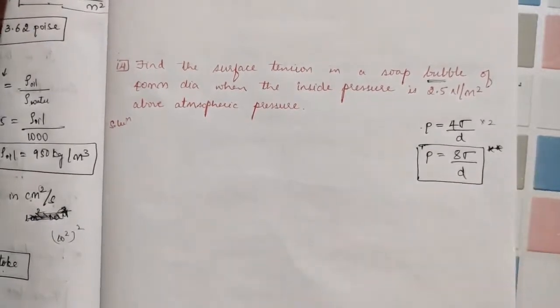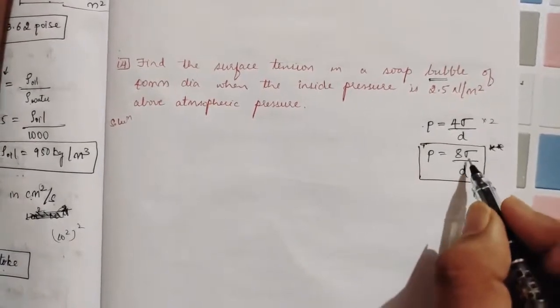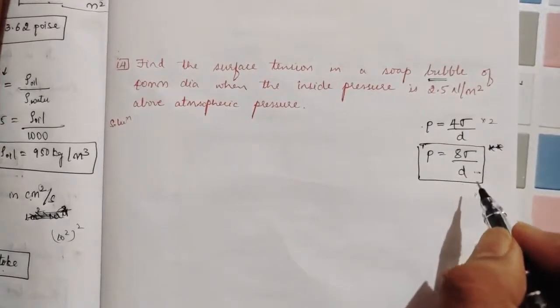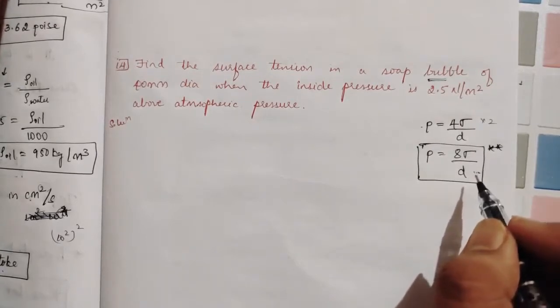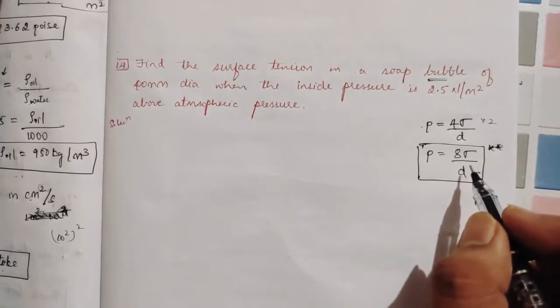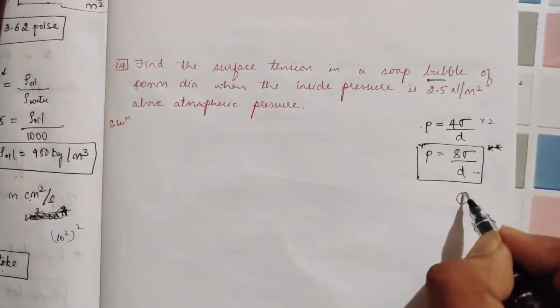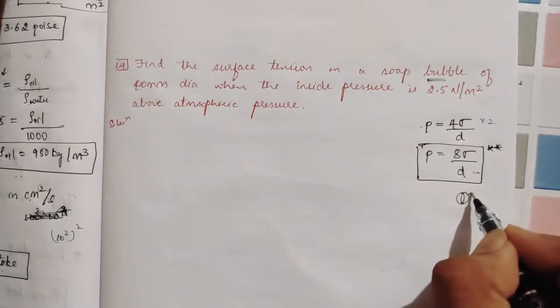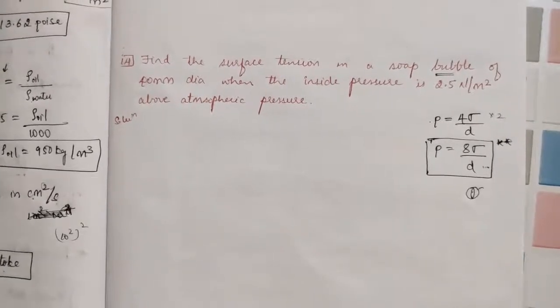So for bubble problems, refer to the PPT. You will understand why 8 sigma by d. Whenever the problem is given, the surface tension has to be found of a bubble. When it is related to a soap bubble, then we will get 2 surfaces of that bubble, inside surface and outside surface. That's why 8 sigma by d.